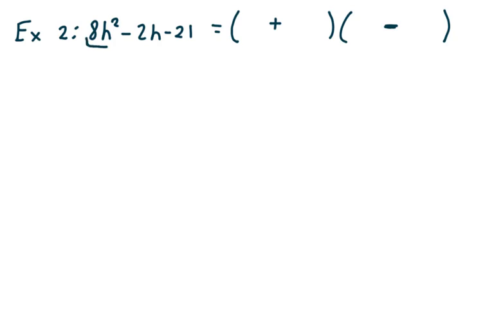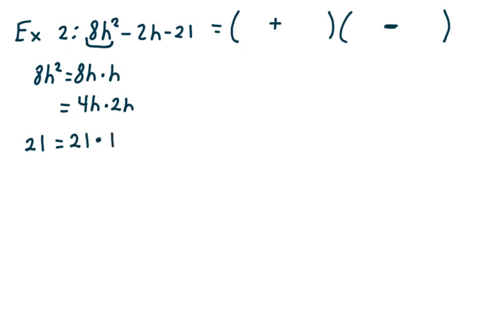Now, go for the first term. We're going to look at 8h squared. So we have a couple of choices. We can write this as 8h times h, and we can write this as 4h times 2h. And then 21 can be written as 21 times 1, and we can have 7 times 3. And so I like to go for the smaller relative numbers. So I'm going to try 4h and 2h for my guessing and checking, if you will.